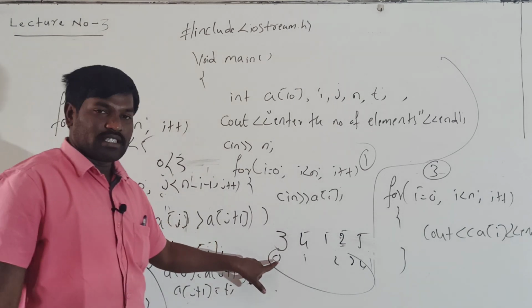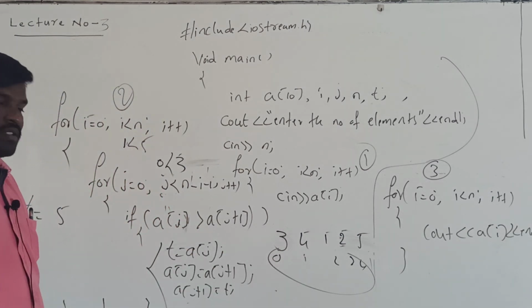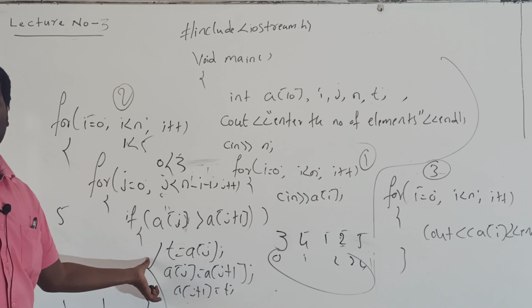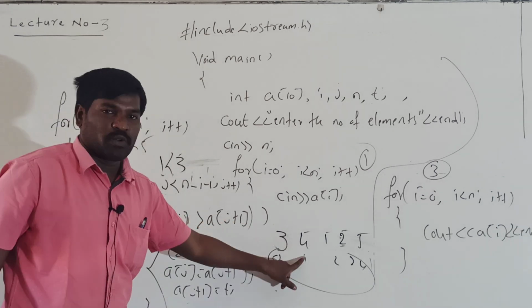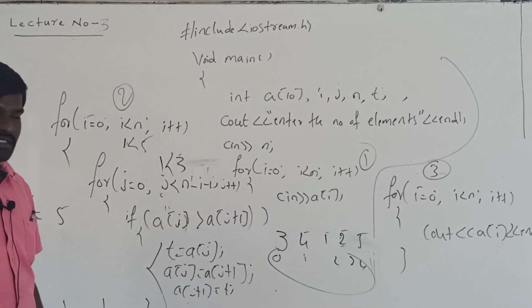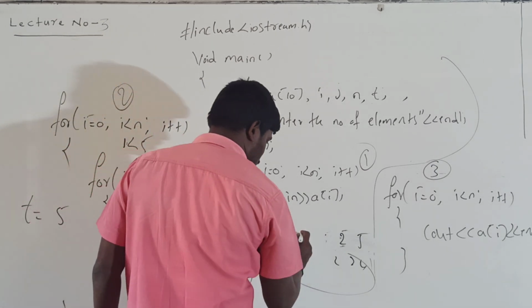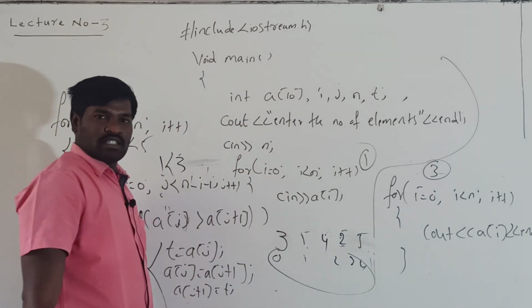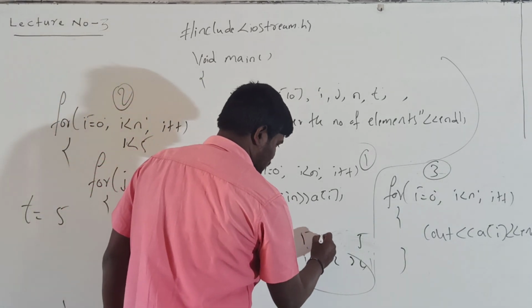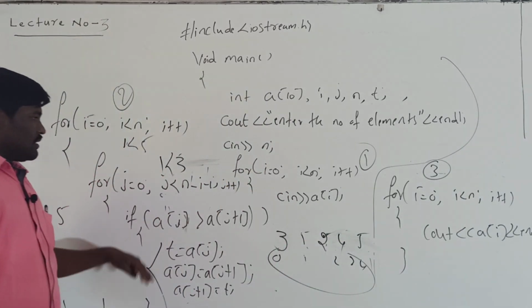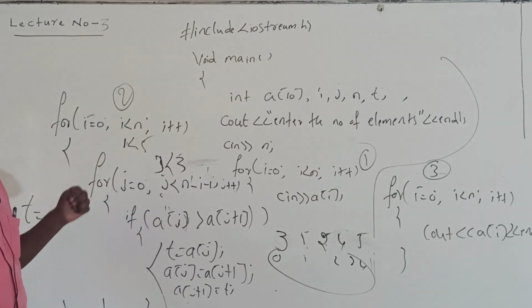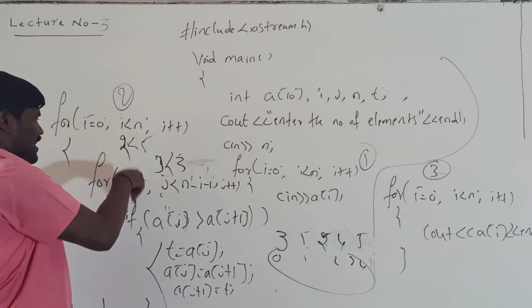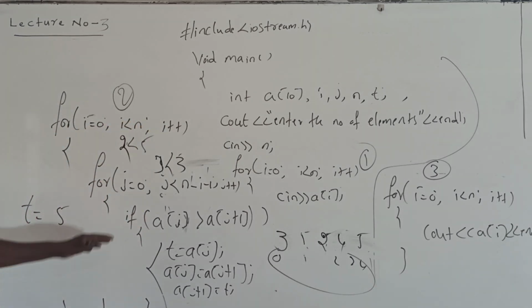A of 0 is 3, 3 is greater than 4, false. False means it will not execute. j plus plus, j becomes 1. A of 1 is 4, 4 is greater than 1, condition is true. True means 1 and 4. Next again 4 and 2 are compared, 2, 4. When the j value becomes 3, 3 is less than 3, false. i plus plus, i becomes 2. 2 is less than 5.